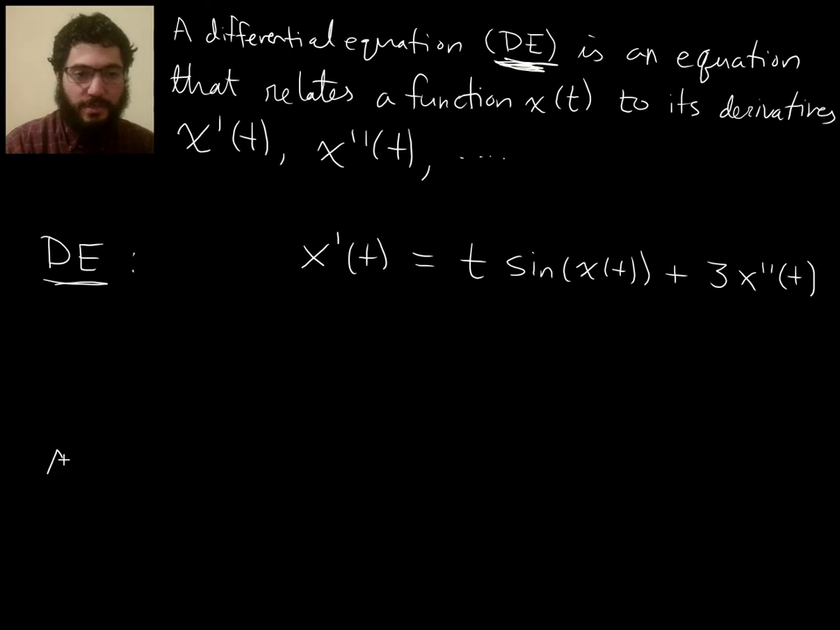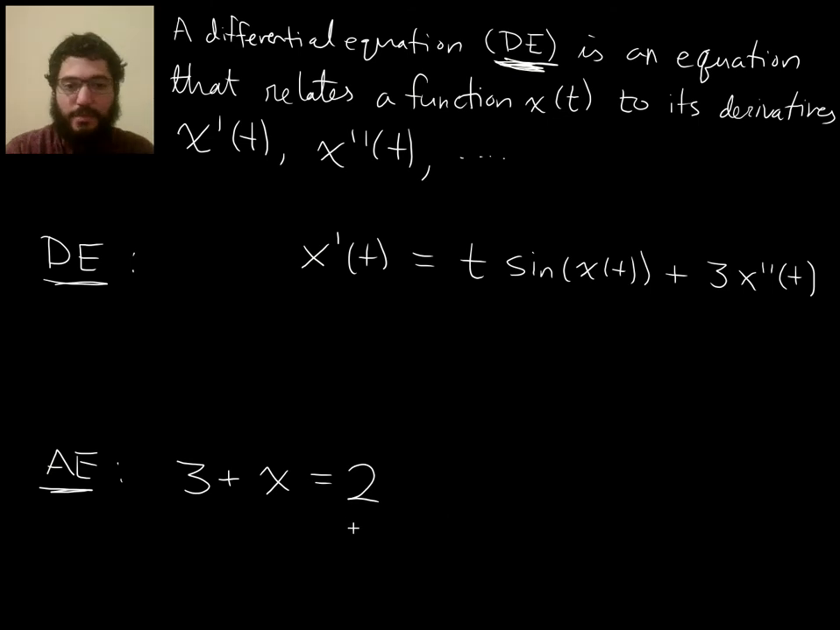Let's compare this to something that you have seen a lot, which I'm going to refer to as an algebraic equation. Something like 3 plus x equals 2. These are the kinds of equations that you would solve in elementary school or middle school. In this situation, people didn't focus so much on the type of thing that x is because it was always the same type of thing, and that's a number. It's always a number.